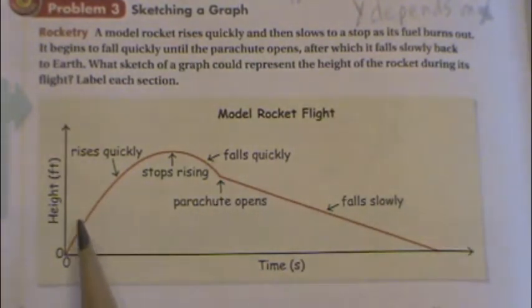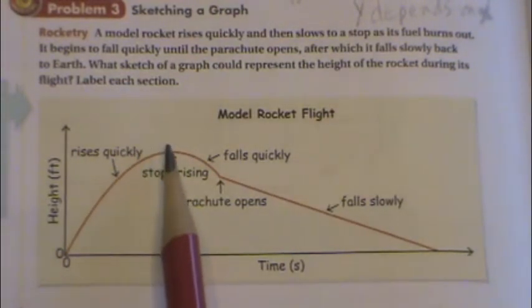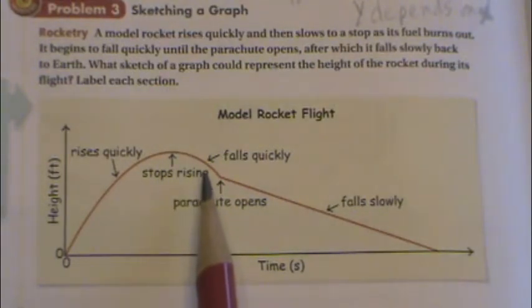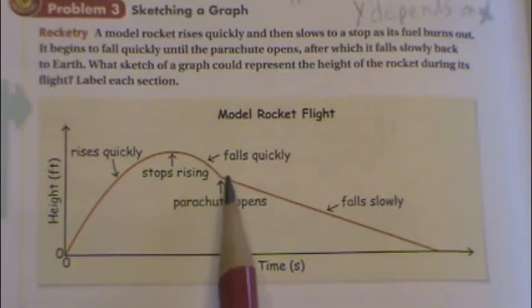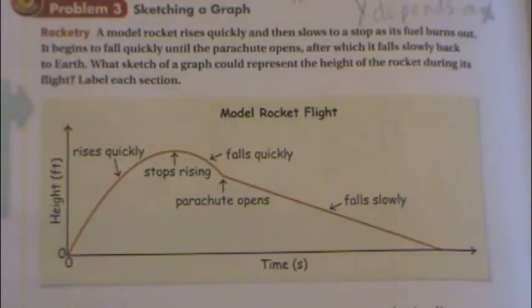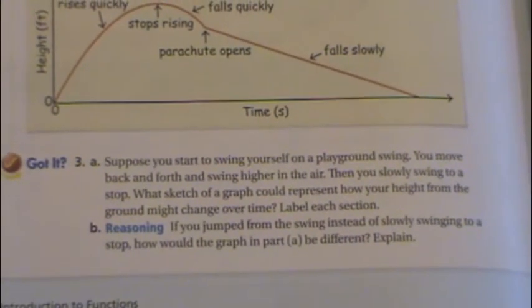Go through that again. The rocket is lit, or whatever, ignited, whatever they do to get it started, and it shoots up very quickly in height. Then at some point, it stops rising, and instead gravity takes over and it falls quickly. But then the parachute opens and it still falls, but it falls more slowly. I would like you to tackle number 3.